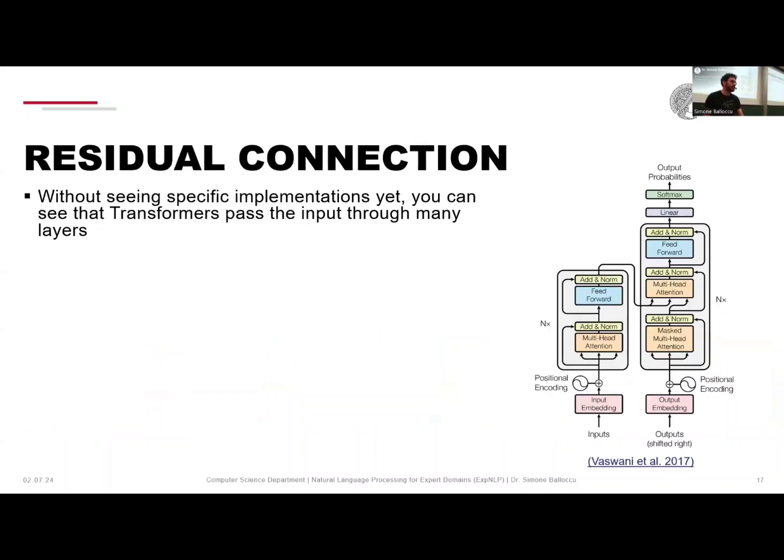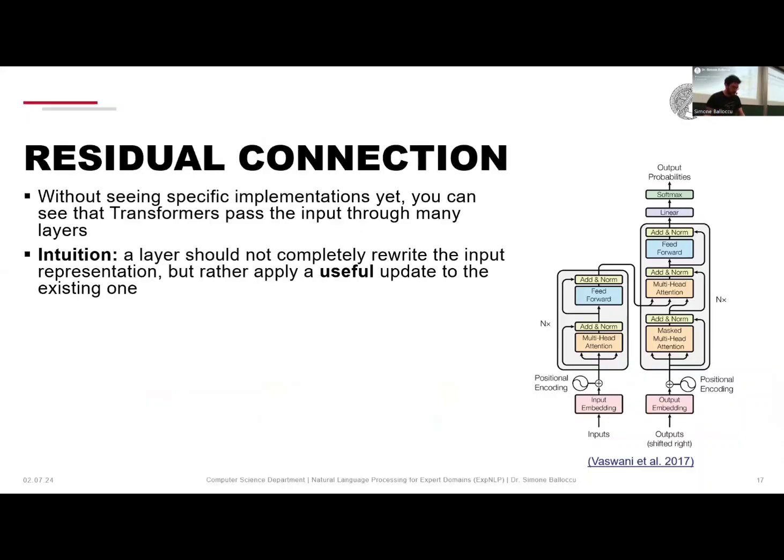So we've seen this, and now we can talk about more stuff, like the residual connection. Without seeing the specific implementation, you can already tell that there's a lot going on. We're passing the input through so many parameters, so many layers. We have 3 matrices per layer, and then we calculate it multiple times by splitting. So the intuition: since we're doing so much, it's better that our layer does not rewrite the inputs completely, the word embedding or the sub-word embedding, but applies a controlled update to it.